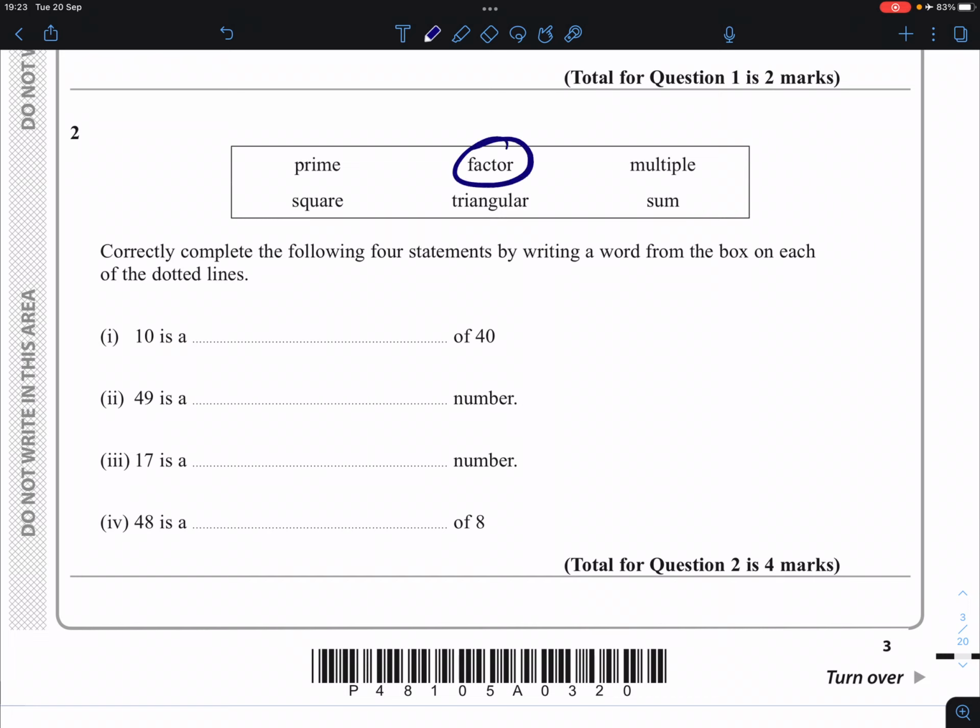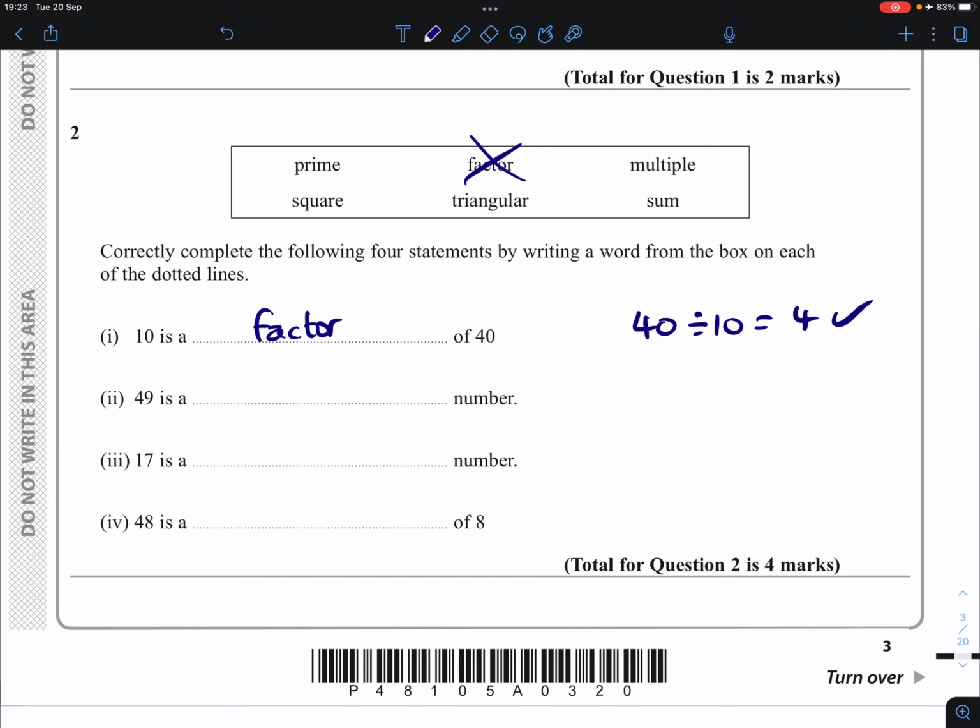It can also be divided by 2 and 5. Factor means that it can be divided by it. So if 10 is a factor of 40, then that means that 40 can be divided by 10. Well, we can test this out. 40 divided by 10 is 4, which means it works, which means factor fits the mold for that. So we can score off factor from our list.